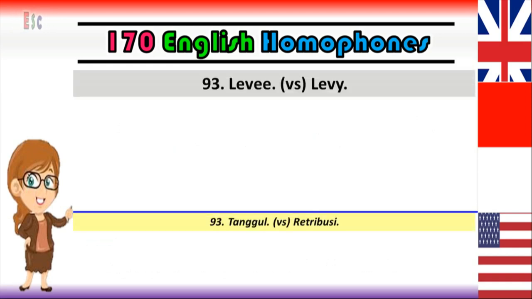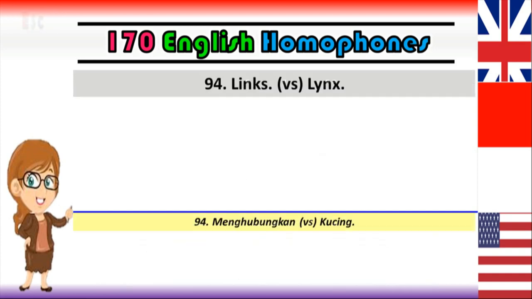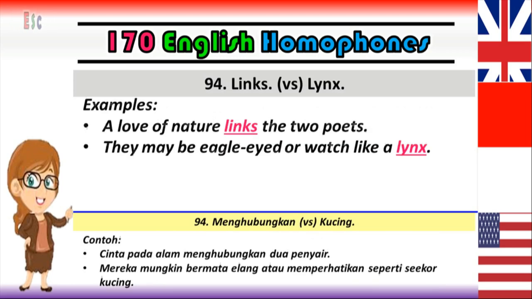93. Levee versus levy. Examples: the last four of these subdeltas were formed by levee breaches in 1839, 1860, 1874, and 1891. If the government wishes to raise tax revenue in order to subsidize the poor, it should levy a tax on films. 94. Links versus lynx. Examples: a love of nature links the two poets. They may be eagle-eyed or watch like a lynx.